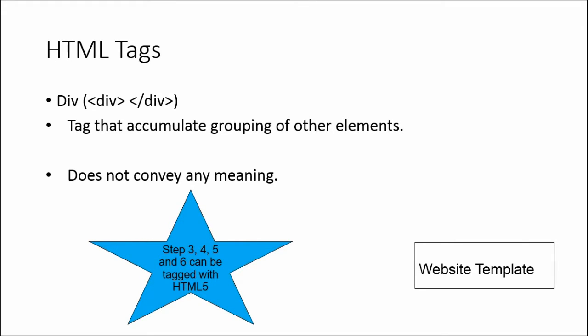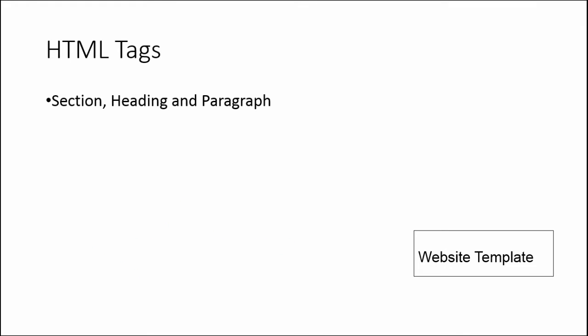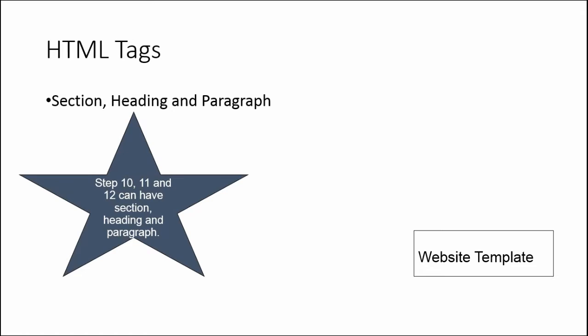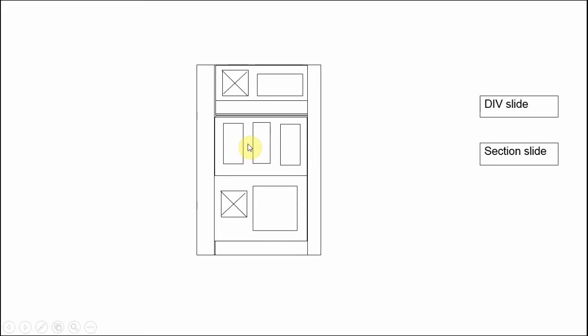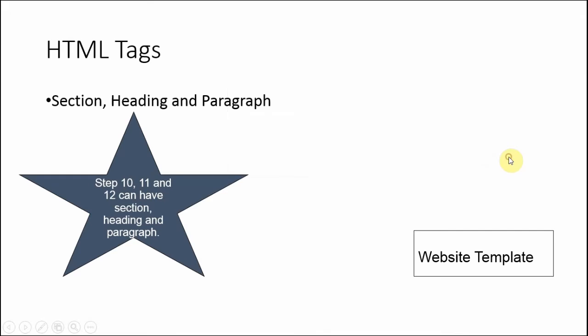I think you get it. So we also have HTML tags such as section, heading, and paragraph. Steps 10, 11 and 12 can have section, heading and paragraph. If you are curious what steps 10, 11 and 12 actually are, they are these 3 columns. We can have these columns through section, heading and paragraph.